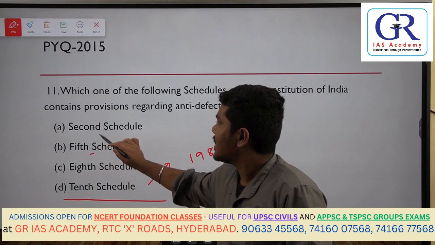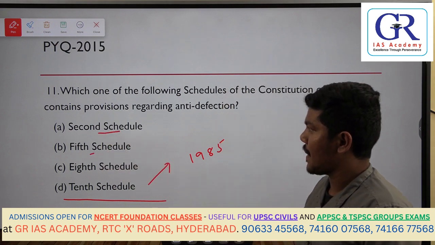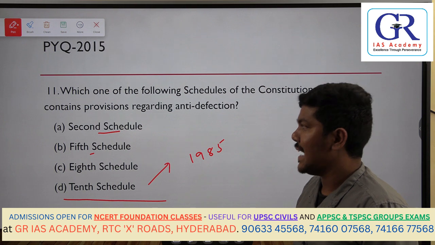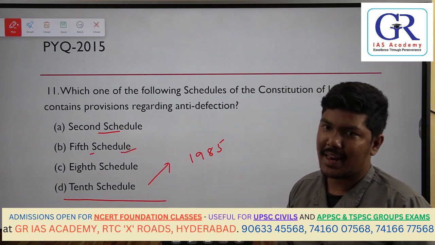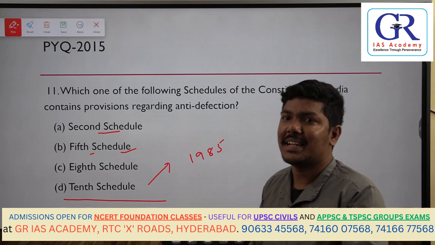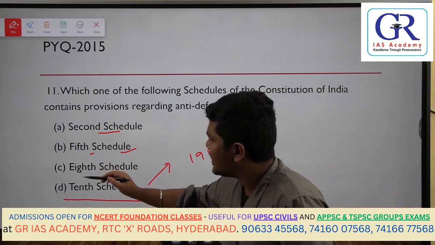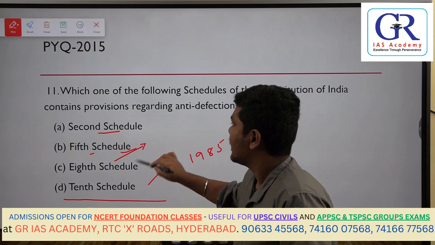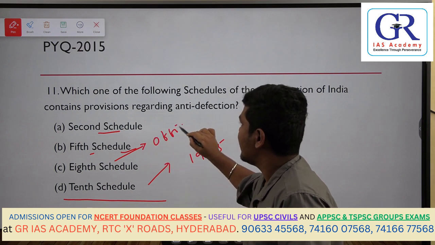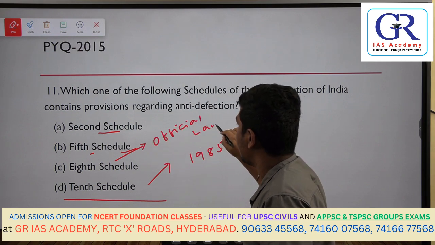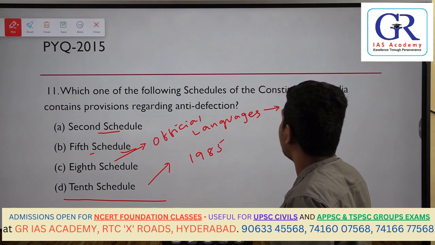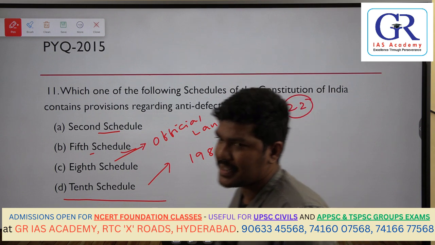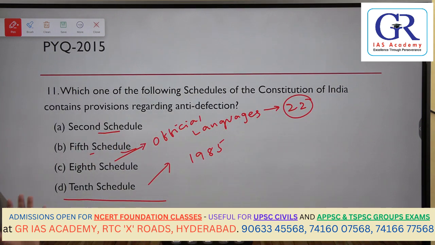Now the things went into some other way. What is the second schedule all about? Salaries and allowances of the president, governor, etc. What about the 5th schedule? Scheduled areas and scheduled tribes. The 8th schedule we missed, right? Official languages. It deals with the list of all the official languages, and how many are there? 22 official languages.